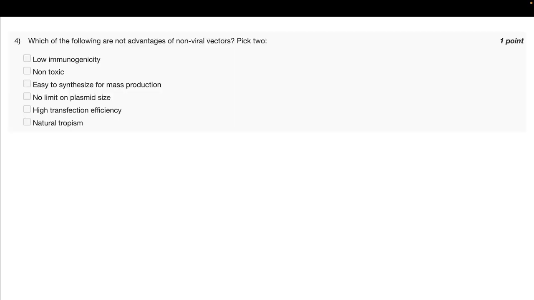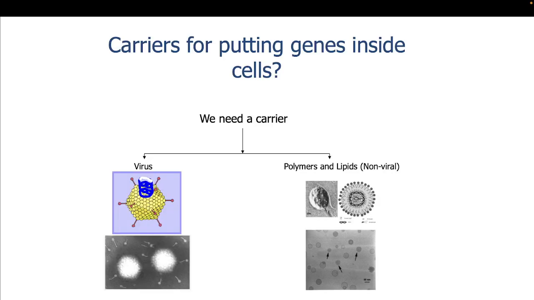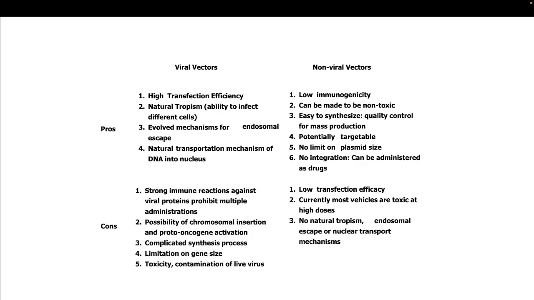Then we had, which of the following are not advantages of non-viral vectors? So the correct answer was high transfection efficiency and natural tropism. These are the advantages of viral vectors. Right. So the question is, which are not advantages of non-viral vectors? So that's why high transfection efficiency and natural tropism is the answer. You can read about this in this slide as well.